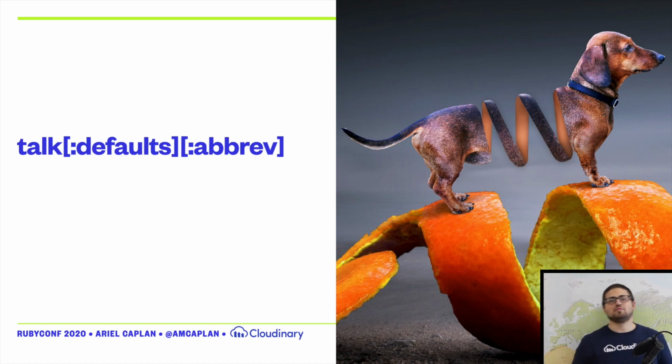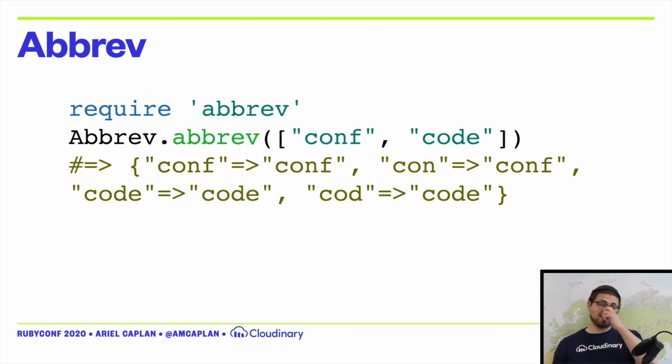Now, I want to jump into something a little bit more practical, but in order to explain it, I need to talk about one more piece of the standard library, which you may or may not have heard of. I didn't know about it until I was preparing this talk. It's called the Abbrev Library. So the Abbrev Library is pretty simple.